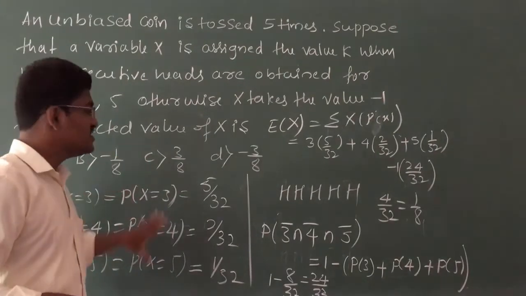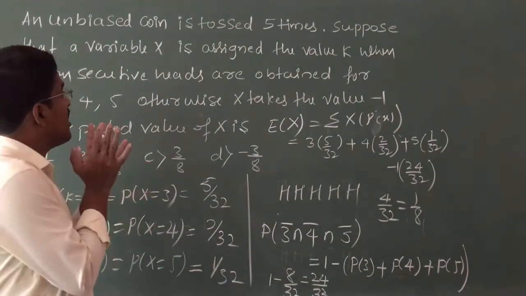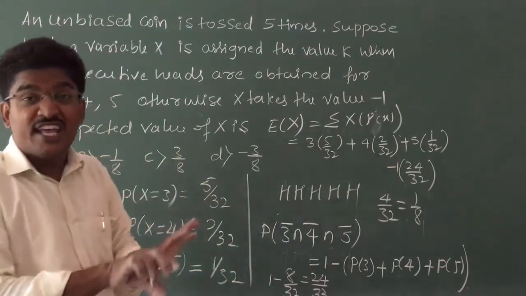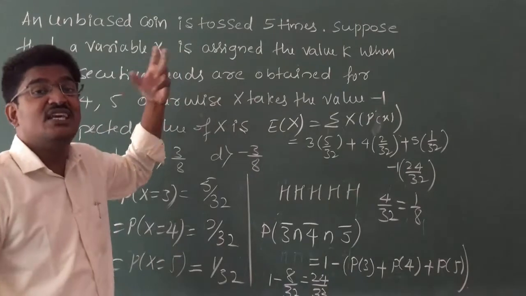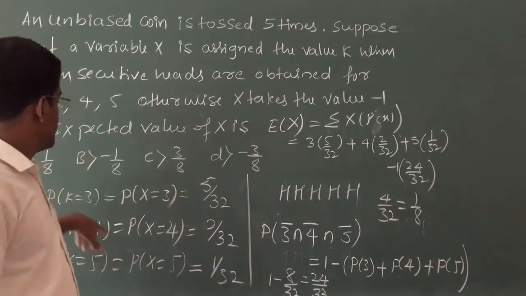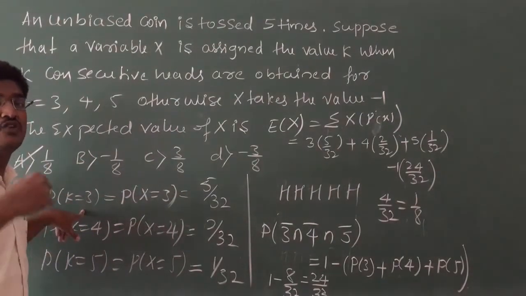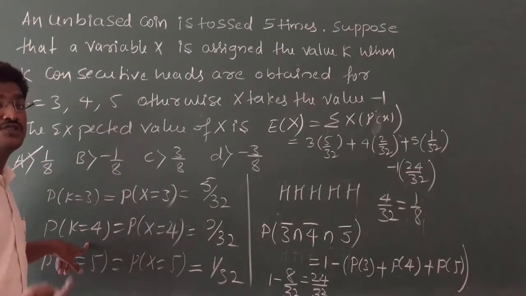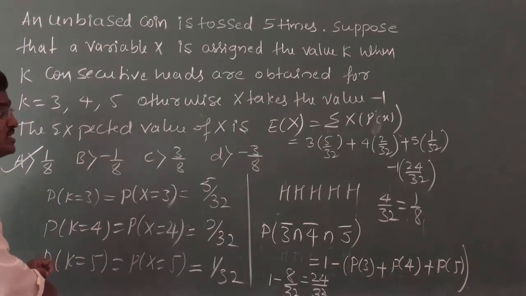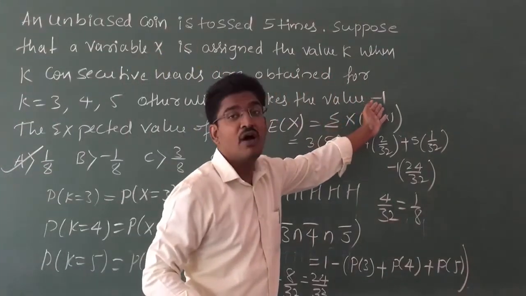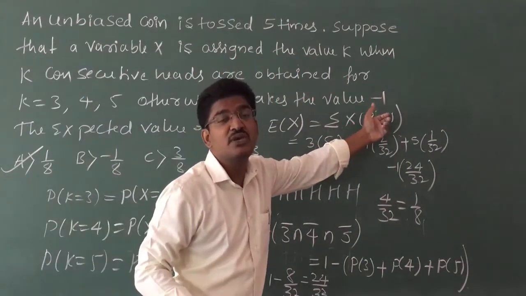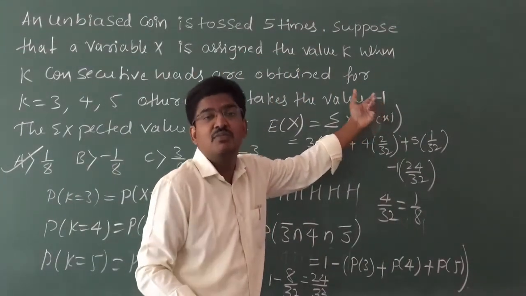First, see here what he is asking. He is asking the expected value. For what? For the given conditions. Clear? So what is the given condition? The given condition is occurrence of 3 heads consecutively, occurrence of 4 heads consecutively, occurrence of 5 heads consecutively. If this doesn't happen, the value will be minus 1. That means if this doesn't happen, our probability variable x value must be minus 1.